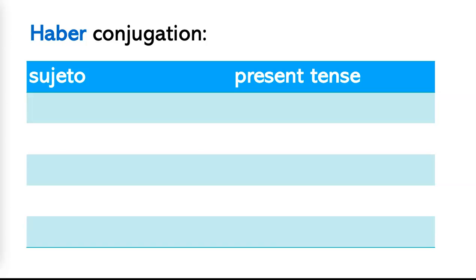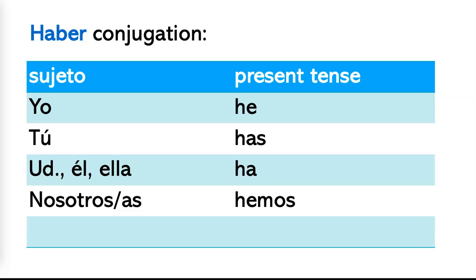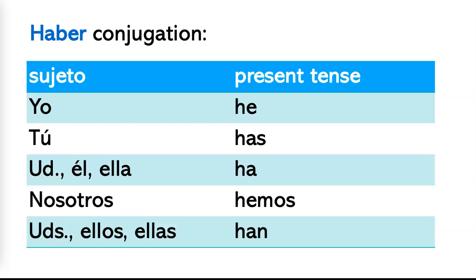Here's the conjugation. If our subject is yo, the present tense haber is he; tú, has; usted, él or ella, ha; nosotros or nosotras is hemos; ustedes, ellos, and ellas is han. Go ahead and pause this video to write these conjugations down.